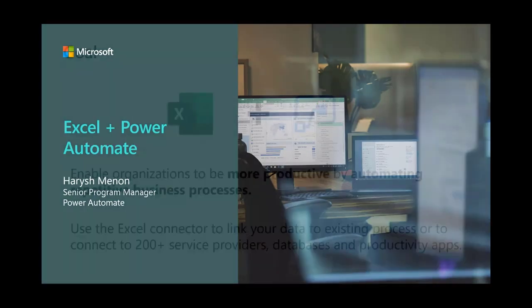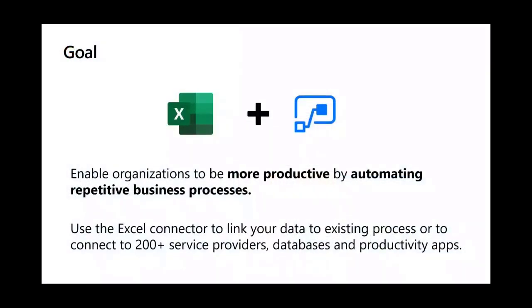So with that in mind, the goal of our product, which is Power Automate, is to enable you and enable organizations to be more productive by automating repetitive business processes. The idea here is we want you to be able to spend time on the things that human beings are great at, which is being creative and using creative processes. And some of these repetitive tasks that can be automated, we want you to be able to do that with Power Automate.